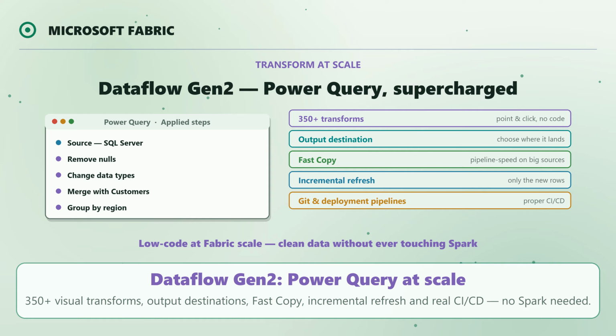Each thing you do is recorded as an applied step. So the whole transformation is a readable, repeatable recipe. And under the hood, it's just Power Query's M language, which you can edit directly when you need to.